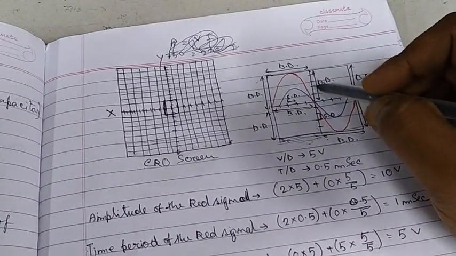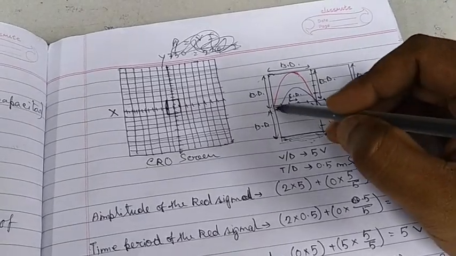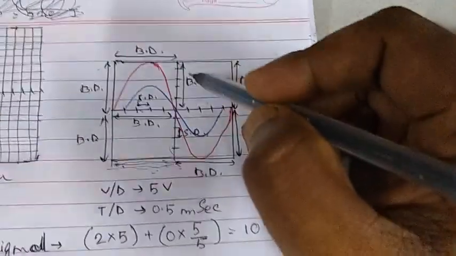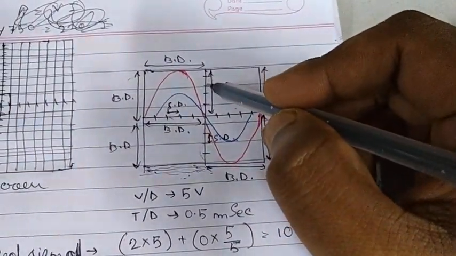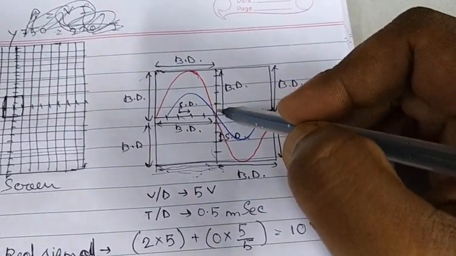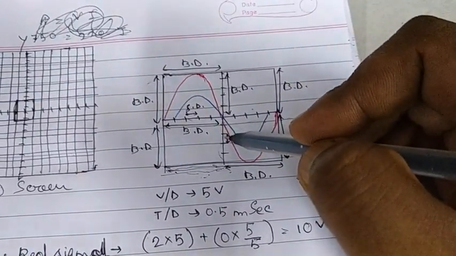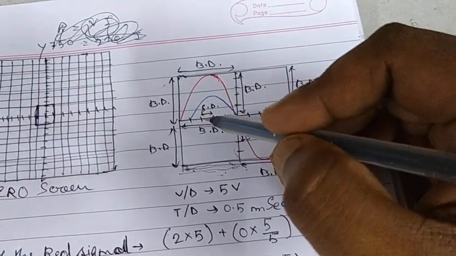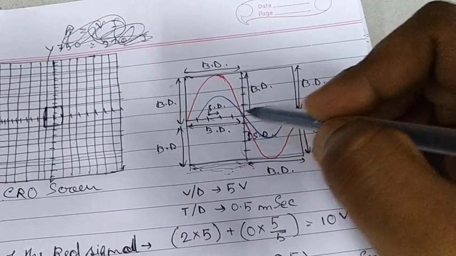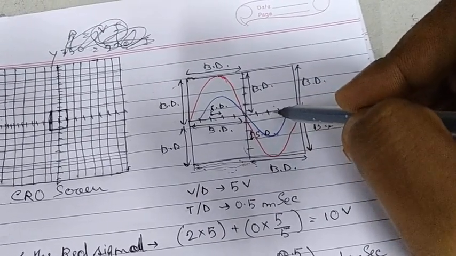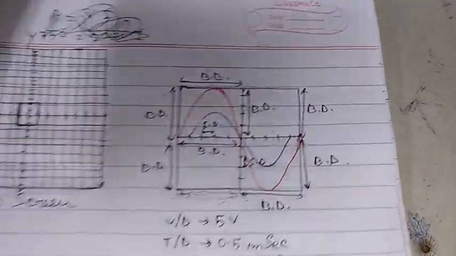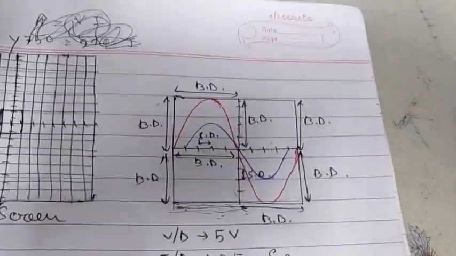And see, these divisions, the inside divisions are divided into 5 parts. See, 1, 2, 3, 4, 5. 1, 2, 3, 4, 5. 1, 2, 3, 4, 5. 1, 2, 3, 4, 5. So these are the big divisions and small division.